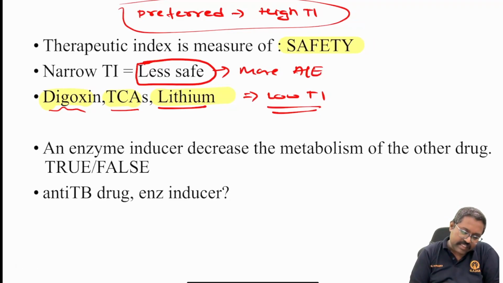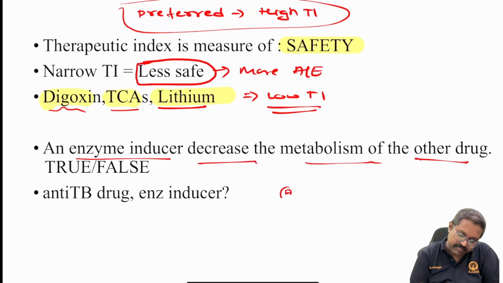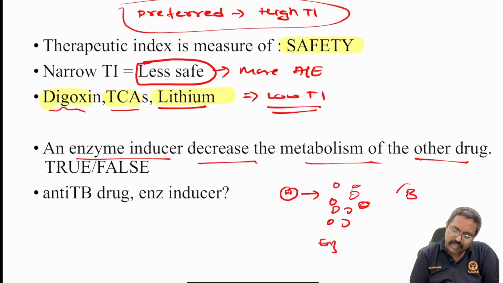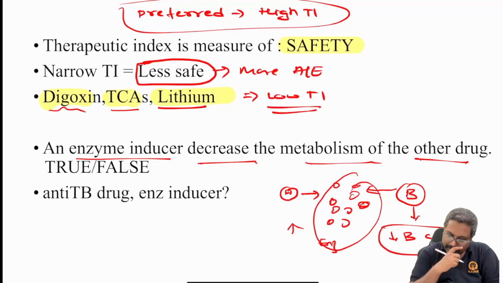Next is the concept: enzyme inducer decreases the metabolism of the other drug. So for example, you give a drug A. This will induce these enzymes. So what will happen to drug B? If drug B is metabolized by these enzymes, and you increase the concentration of the enzymes, what will happen to the concentration of drug B? The concentration of drug B will decrease. So the statement that the enzyme inducer decreases the metabolism of the other drug is false.